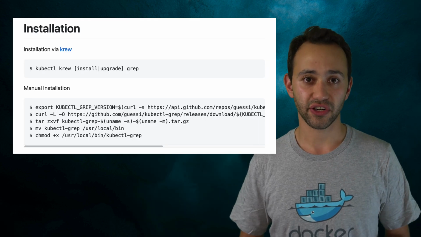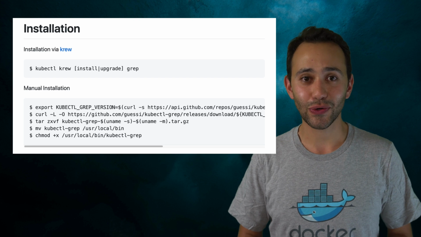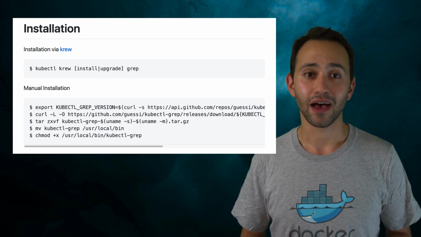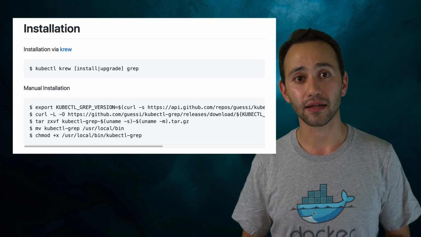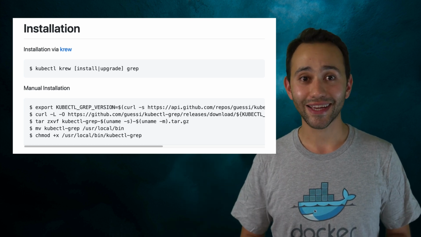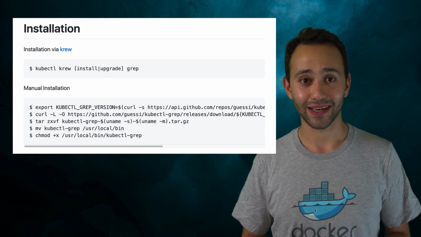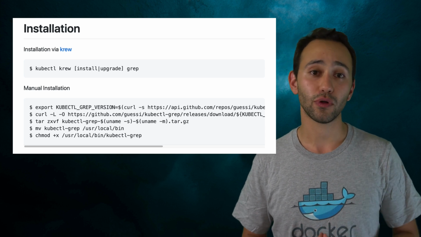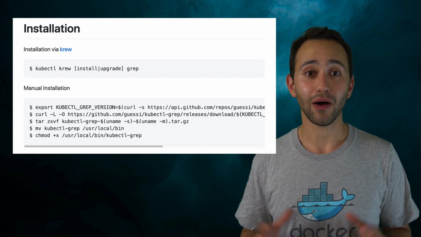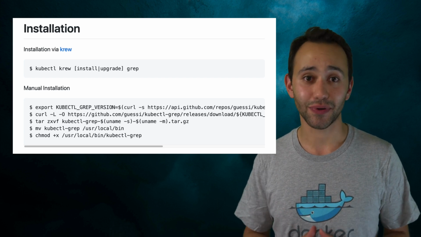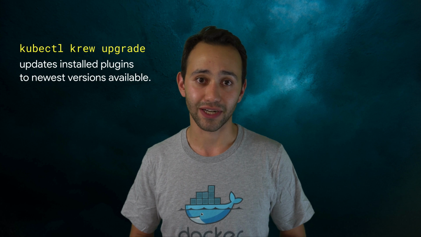As you can see in this screenshot, installing plugins with Krew is a single line command. However, if you want to install the plugin yourself manually, you have to download a file, put it in a particular location, and then make it executable. And you have to repeat all these steps all over again if you want to install an update of this plugin, right? However, Krew makes this process pretty easy. Users can run the krew upgrade command, which will go and fetch the newest version of all the installed plugins that they have on their machine.